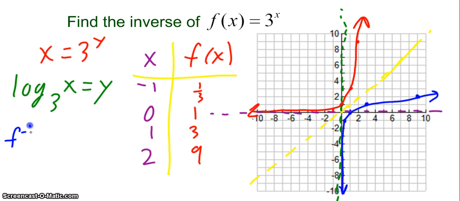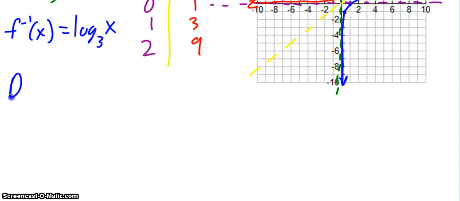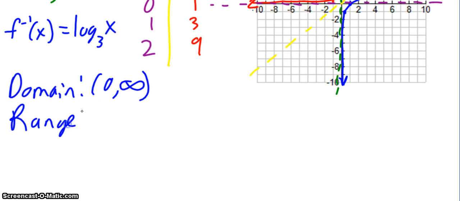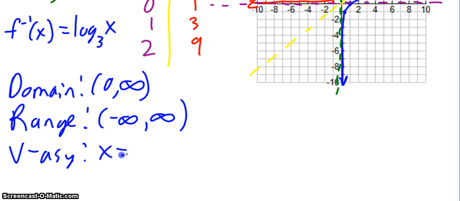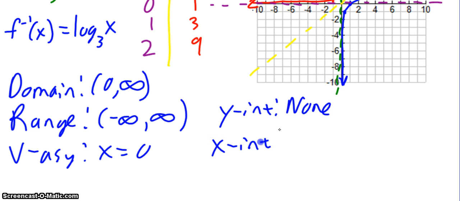So, if we say f inverse of x is log base 3 of x, well then the domain, remember the domain and range switch, so the domain is going to be 0 to infinity. The range is negative infinity to infinity. We have a vertical asymptote of x equals 0. I have a y-intercept now of none and an x-intercept of (1, 0). So these are all switched from what it was for the exponential function.